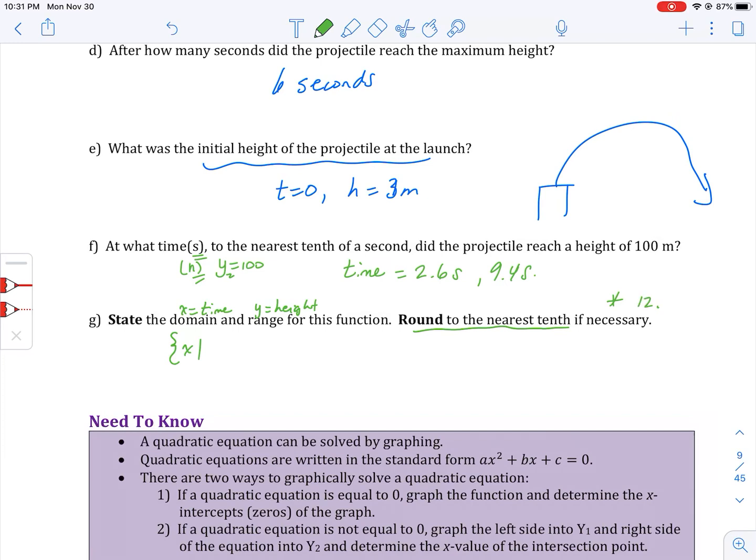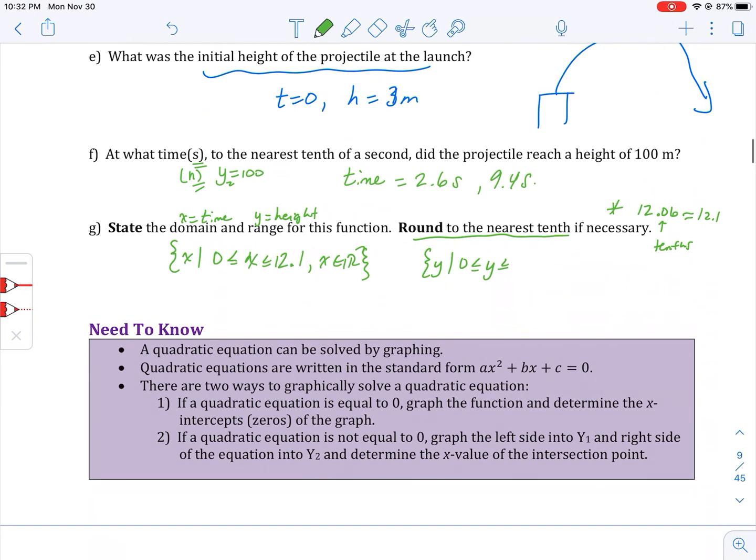So 12.06 to the nearest tenth, that's 1 decimal place, right? There's our 10th spot. So we're going to round up to 12.1. So my smallest time is 0. Our largest time is 12.1, rather, 12.06, which rounds to 12.1. And we can put our x. Okay, if you use t, that would be fine as well. And for our y, our smallest y value is 0. And our largest height there was 147 meters.